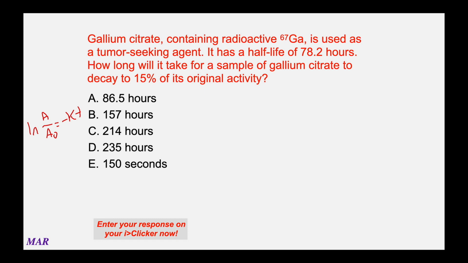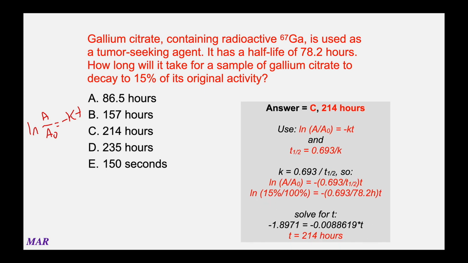We started with 100%. Now, if you look through the rest of this, we have a half-life. Half-life equals 0.693 divided by K. So that'll allow us to find the rate constant K. And then the only thing we don't have will be the time. Because half-life is in hours, the time elapsed will be in hours. So throw all that into the equation. You can see there's the natural log of 15 over 100 equals minus 0.693 divided by half-life. That's K, whatever it is. And then T is the only thing we don't know, so you solve for T. It comes out to be answer C, 214 hours.